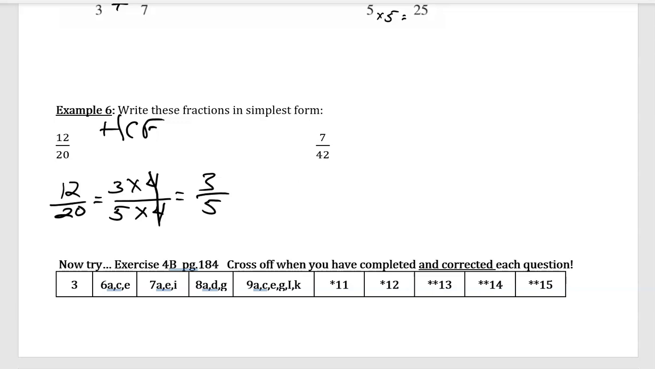Same thing over here. What is the highest common factor between 7 and 42? Well, I can tell you right away that that is 7. 7 doesn't have any factors besides itself and 1. So 7 times 1 is 7, and 7 times what is 42? I think it's 6. So now we can cancel out our buddies, the 7, and we have 1 over 6. And here's your work.